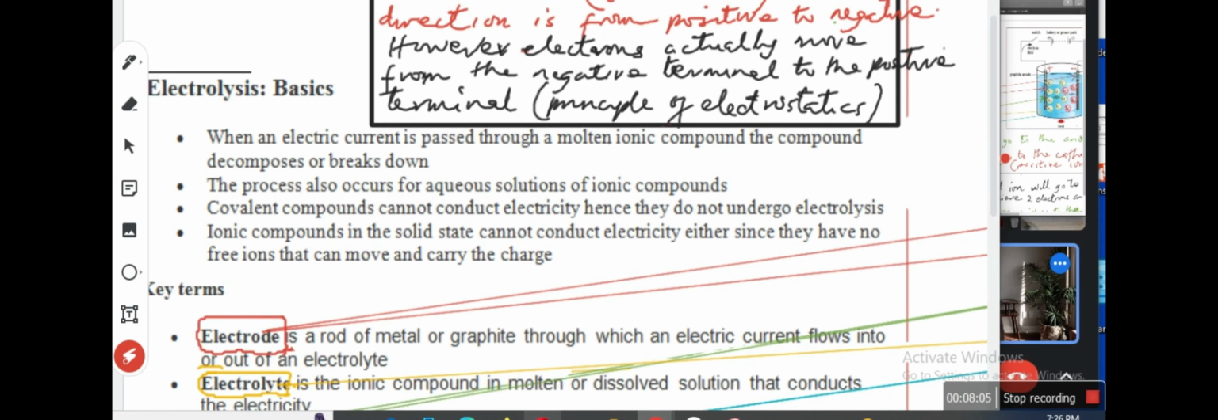But in their liquid state, when they are in solution, the ions are separated, and so they are free to move. Also, in their molten state, the ions are already separated, so they are free to move. Is that fine?